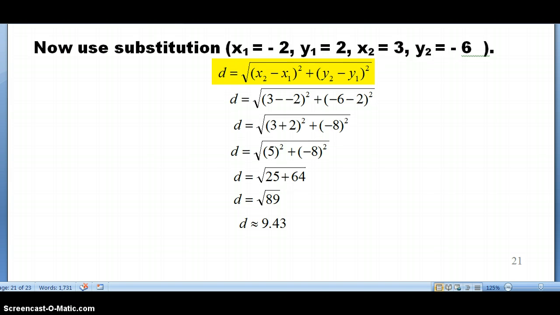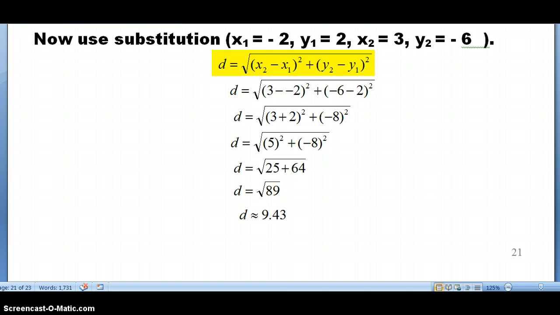So I'm going to take my formula, which was listed above, highlighted in yellow, and use straight substitution. So x sub 2 is equal to 3. I have a minus sign in between them. I put that minus sign down, and then I get my value of x sub 1, which was negative 2. I get y sub 2, which is a negative 6. I put my minus sign down, which was between them, and then I get my value of y sub 1, which is 2.